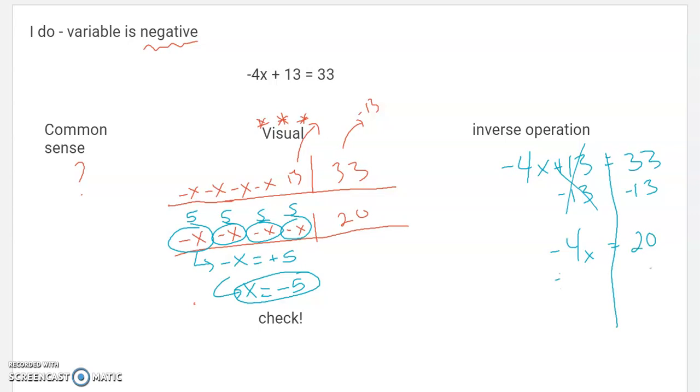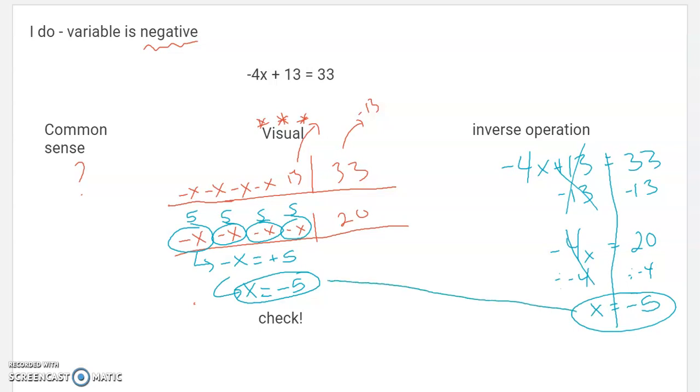I'm going to divide both sides now by negative 4. 20 divided by negative 4, only one of these is negative, which means my answer is negative. 20 divided by 4 is 5. So x equals negative 5, just like it did here.